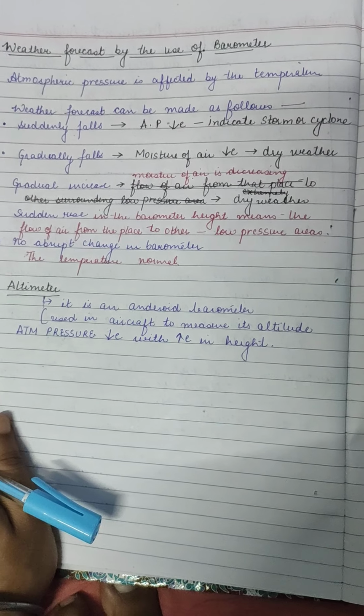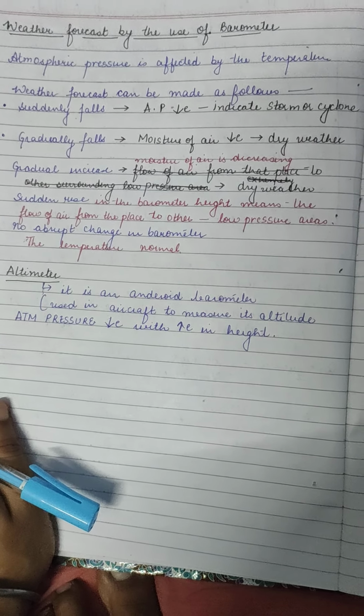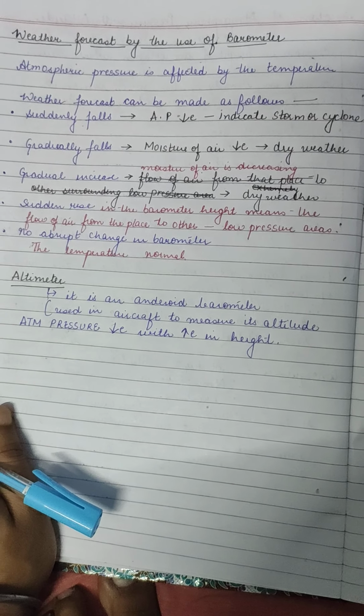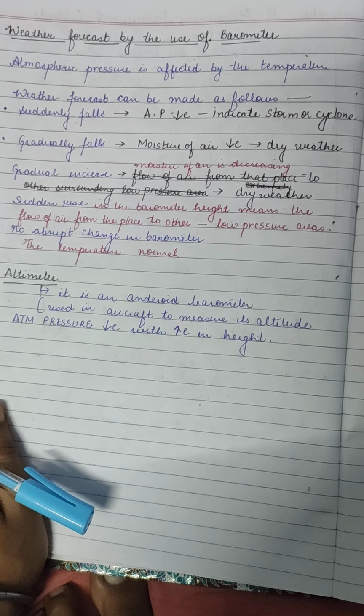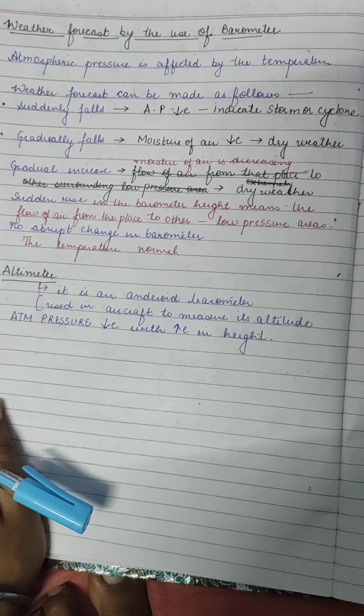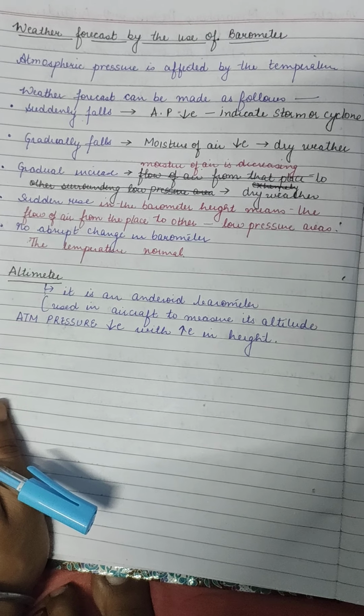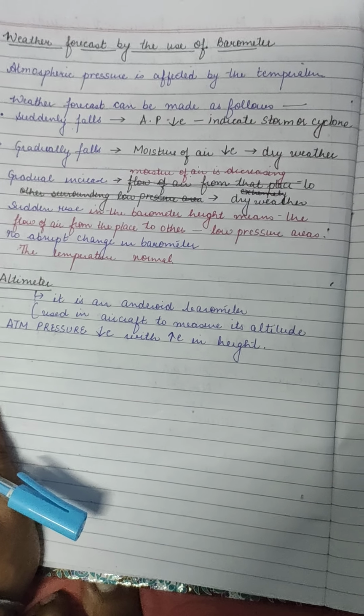Next is the altimeter. Many times a question comes about the other name of the aneroid barometer. The other name of the aneroid barometer is the altimeter. It is used in aircraft to measure altitude, as atmospheric pressure decreases with the increase in height.